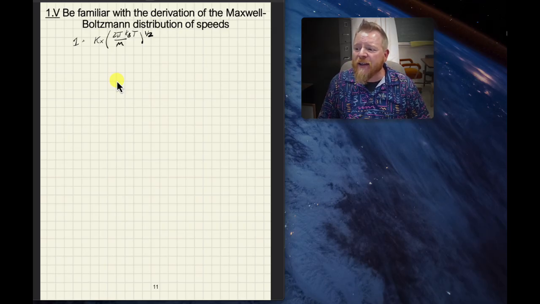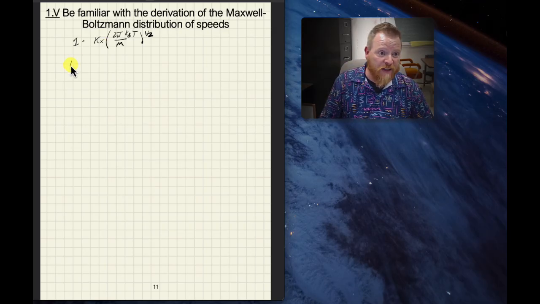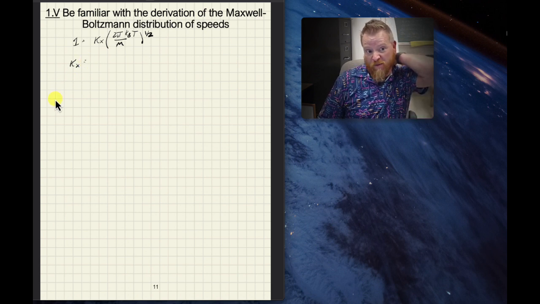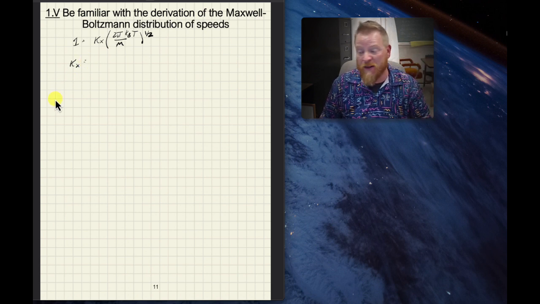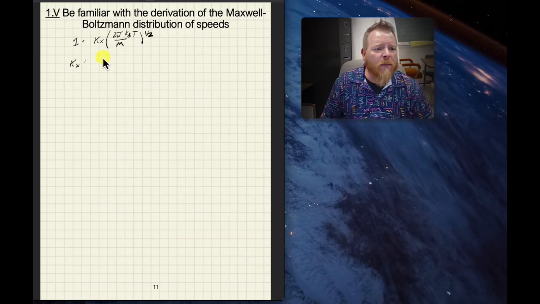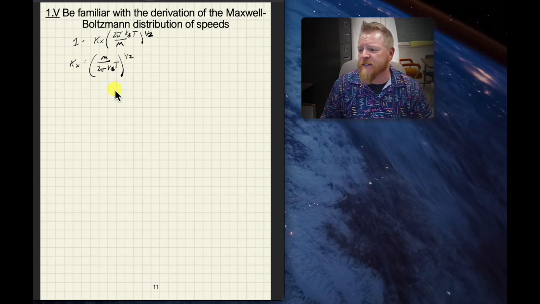So finally, we can rearrange this and solve for what kx should be, or really any of the k's in any of the dimensions, right? Because they're all going to be degenerate. And so we come up with the following. So just flip that around. So that's going to be m over 2 pi kbt. And let's see, we divided that out. So that's still to the 1/2 power.